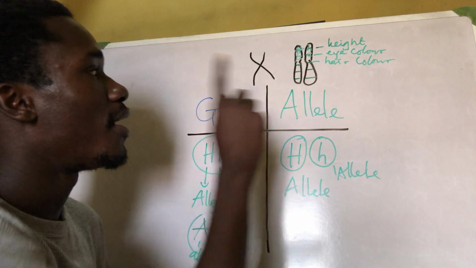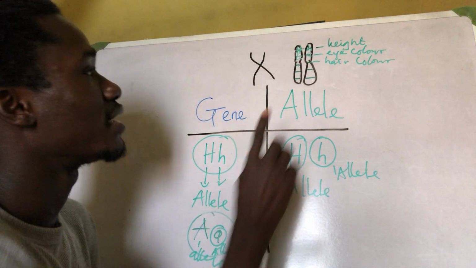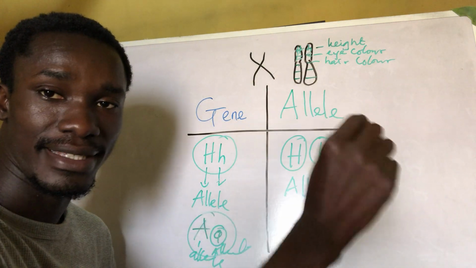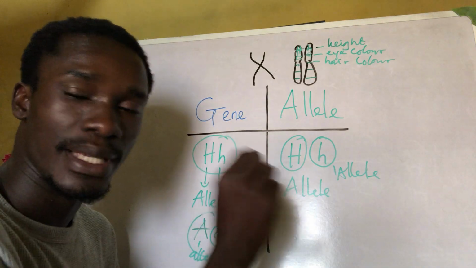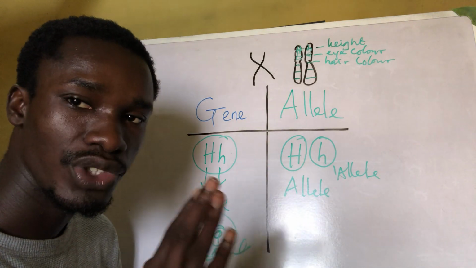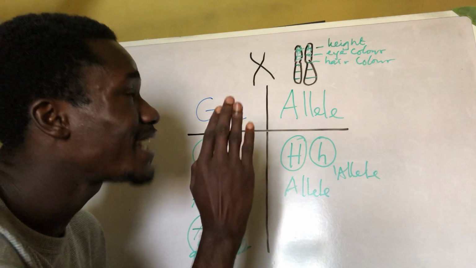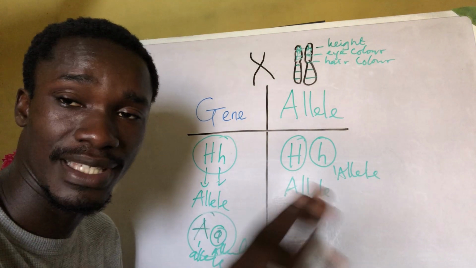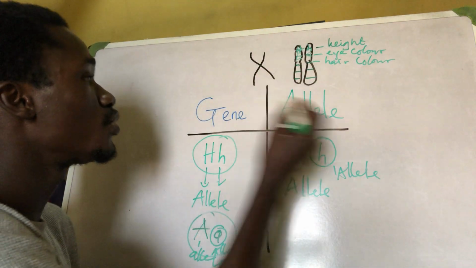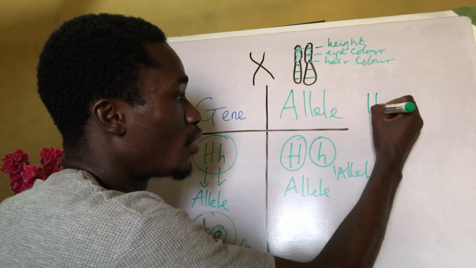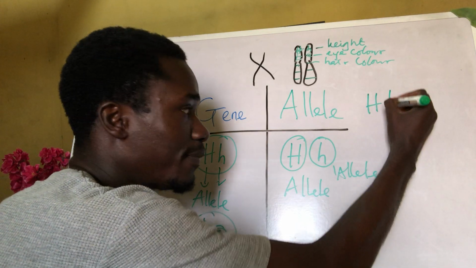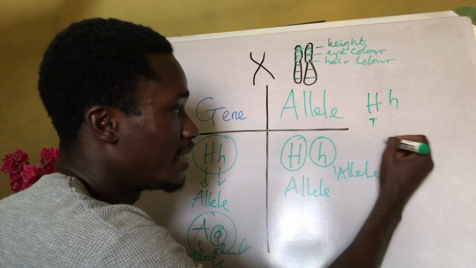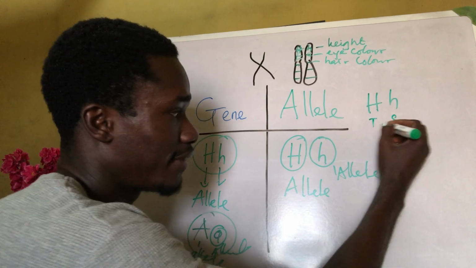Another thing for us to note here is, because they code for the same trait, which is height, they do not code for the same proteins. That is one thing we need to know. In as much as they are responsible for the same trait, they do not code for the same proteins. For example, we know that we use the big letter to represent the dominant character, and we use the small letter to represent the recessive character. Let's say this big one is for tall height, and this one is for short height, right?